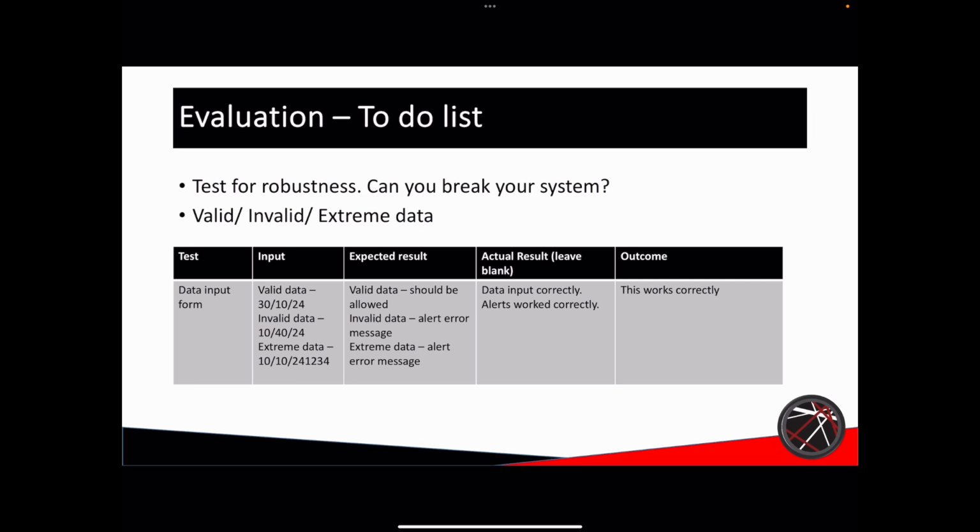We must also test for robustness. In other words, can you break your system? So test for valid data, test for invalid data, test extreme data as well. And again, you should therefore get outcomes from that. So you can see with mine, it should give error messages when it's not the correct type of data. And again, you can see clearly from a table that this works correctly.